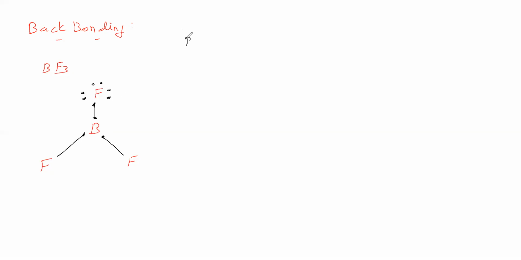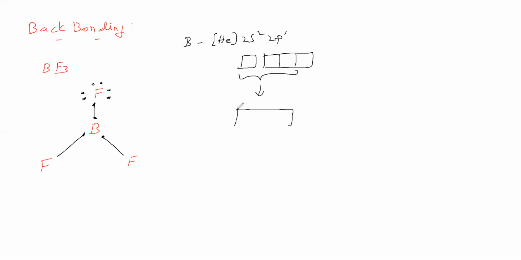In the boron electronic configuration, helium 2s2 2p1, we write 2s and 2p like this. In boron, 3 bonds are there, therefore it will go for sp2 hybridization. So one s orbital and 2 p orbitals undergo intermixing and give sp2 hybridization.